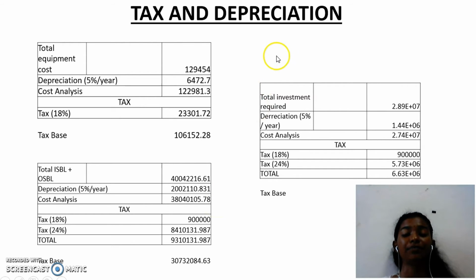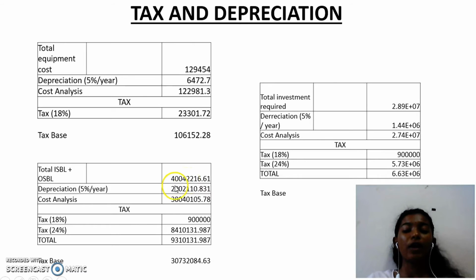For tax and depreciation, the total equipment cost for all the units is this, and then the depreciation we used 5% per year, which is 0.5 times this value. And the cost analysis is where total minus the depreciation, and then the tax is 18%. And then for the next tax calculation is ISBL and OSBL.